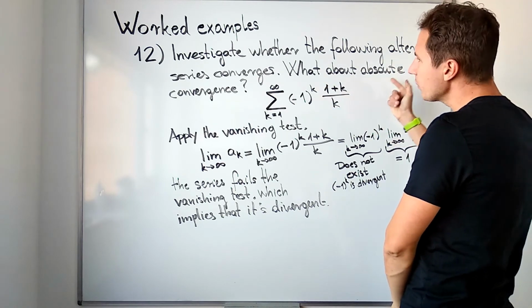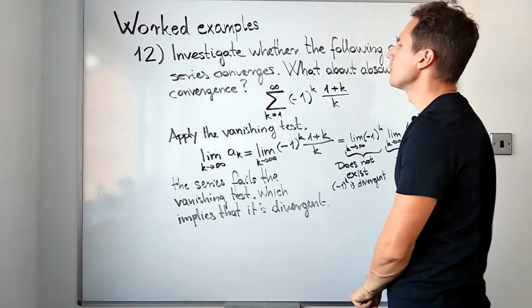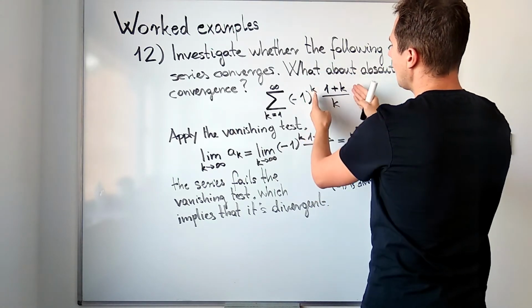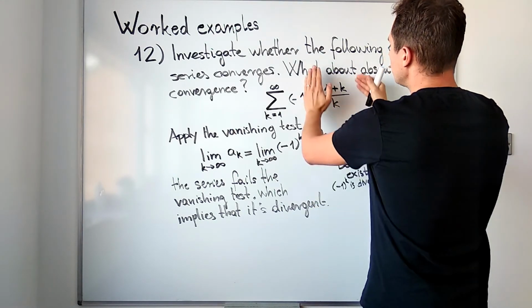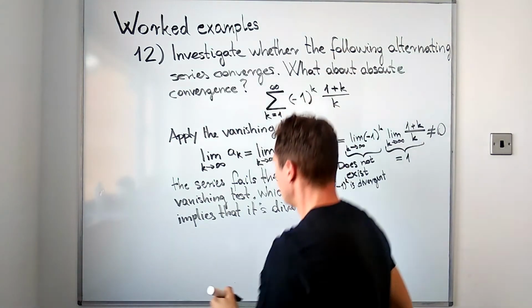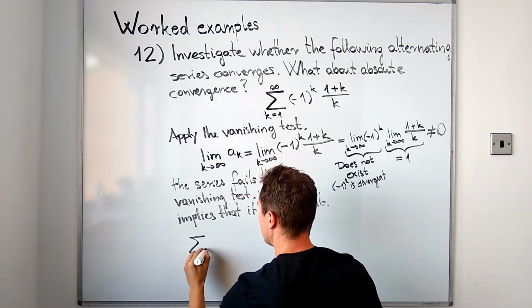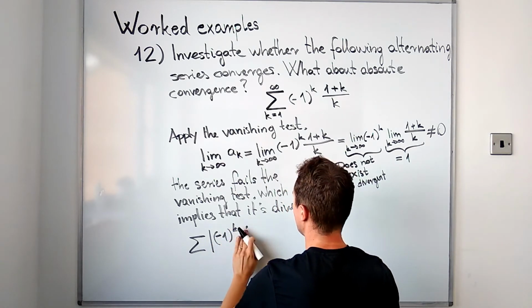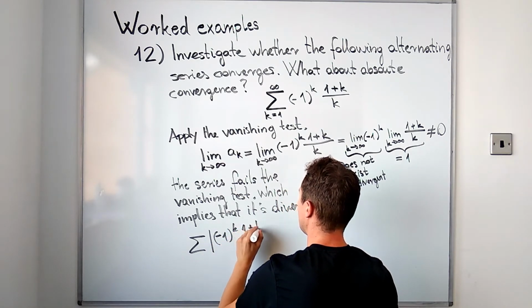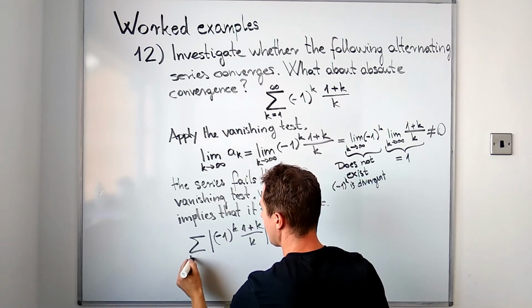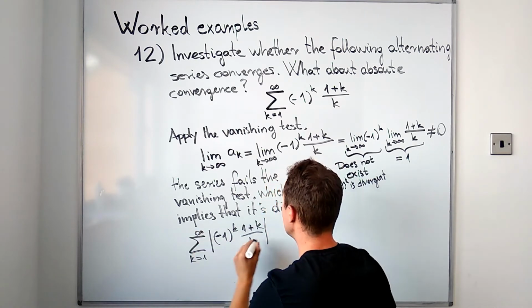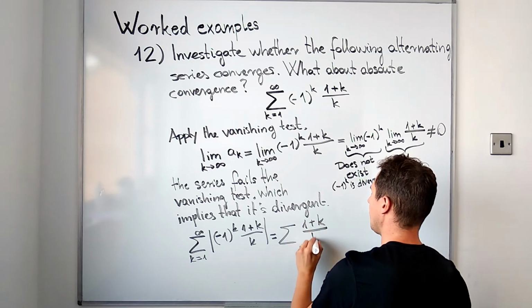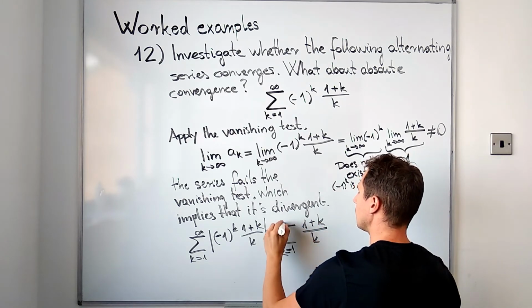And what about absolute convergence? Well, absolute convergence is about the series that we get from this one by taking the absolute value of each term. That would give us this series, (1 + k)/k. So if we take the absolute value of each term, that just gives us (1 + k)/k, with k going from 1 to infinity.